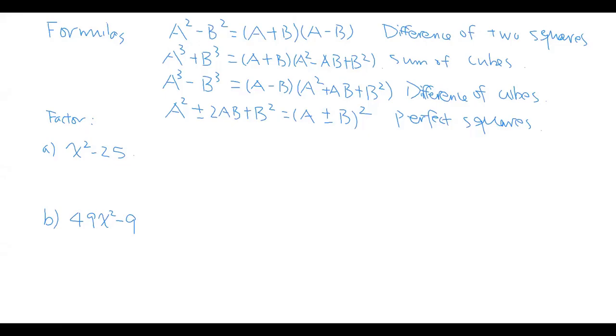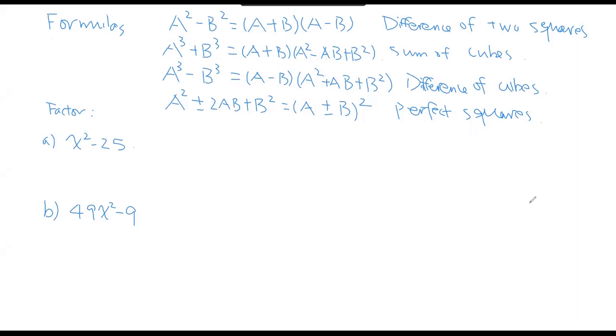Hello, everyone. Here we will look at how to use formulas to factor a polynomial. We have the following formulas. The first one is the difference of two squares. You have a squared minus b squared, and this is a plus b times a minus b.